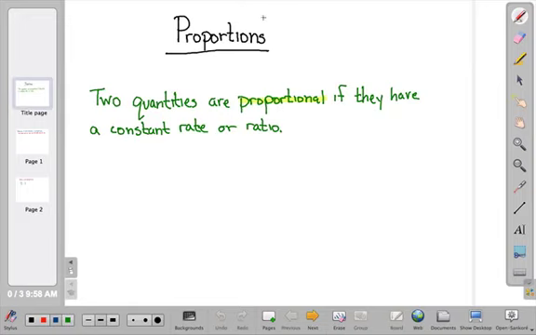In this video, we're going to learn about proportions. Two quantities are proportional if they have a constant rate or ratio. So basically, a proportion is when you're comparing two rates or ratios and you're saying that they are equal to each other, or that they are proportional to each other.